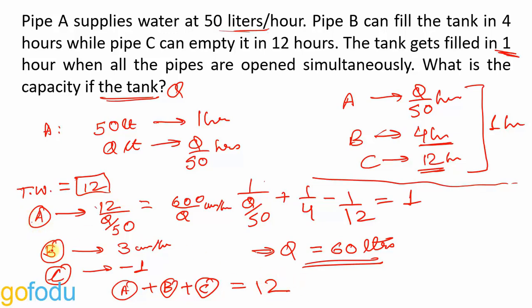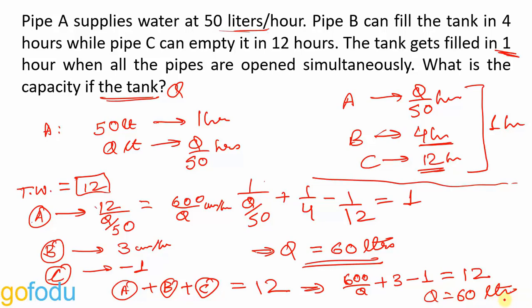Put the values of A, B and C here. A is 600 upon Q, B is 3 and C is minus 1. This will be equal to 12. Solve this and get the value of Q as 60 liters. So the capacity of the tank will come out to be 60 liters.